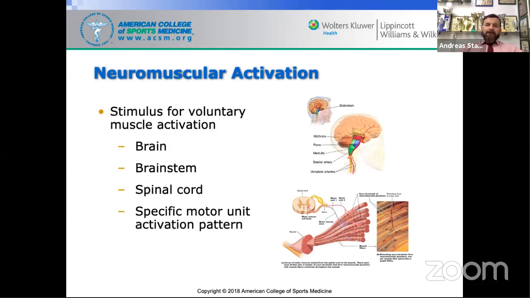Okay, so for activation, in order for a muscle to move, we need the neurons to communicate that from our brain. Okay, so that's why we talk about neuromuscular activation. We'll have the brain, and I added that picture over there so it makes sense. The brainstem goes away to the spinal cord, and then it attaches to a specific motor unit. That motor unit is attached to specific muscle fibers, and that's how it happens.